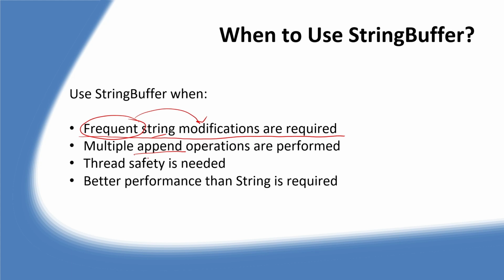StringBuffer is usually preferred because it provides better performance. And we have seen why: since it is not creating a string object multiple times, instead it is modifying the existing object. And that's what we call mutability.